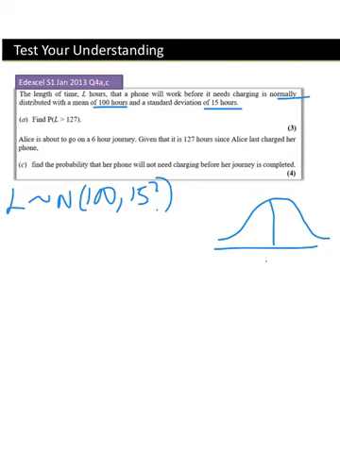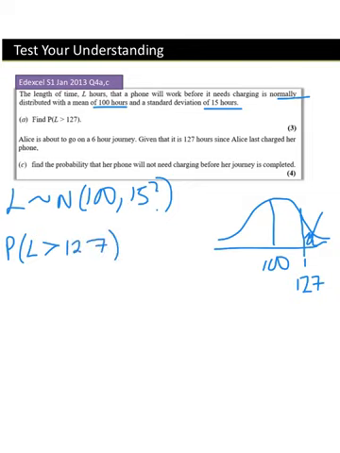So mean 100. It says find the probability that L is greater than 127 hours, so we need that area there. So the probability that L is greater than 127 hours. If I'm going to use a calculator, I need the inequality, remember, to be less than. So we can say that's the same as 1 minus the probability that L is less than 127. And I can use the normal CD button with a mean of 100, standard deviation of 15.